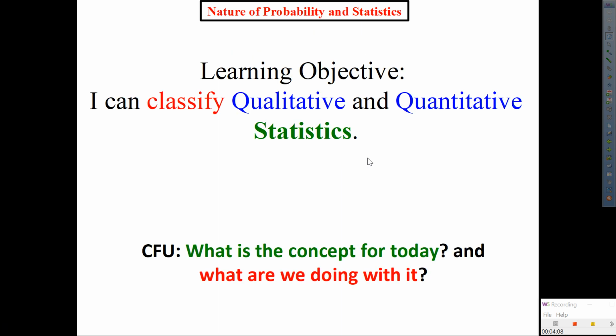Get a Cornell note ready. You don't need a prayer model today. And today we're going to be classifying qualitative and quantitative statistics. So our objective for today: I can classify qualitative and quantitative statistics. Like I said, we're still building up from where we started with the first couple of weeks of school, and we're building up more on that terminology.